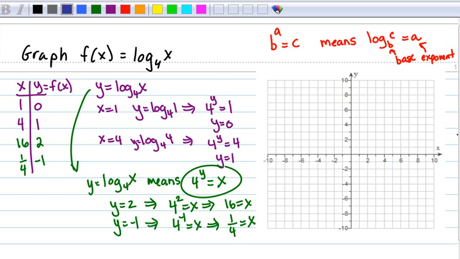So we get 1, 0. So when x is 1, y is 0. That's our first point. The second one, 4, 1. That's our second point. 16, 2. Well, that's way over here. That's beyond our situation. So I'm just going to plot this one. When x is 1/4, that's smaller than 1, about right there. We have negative 1.